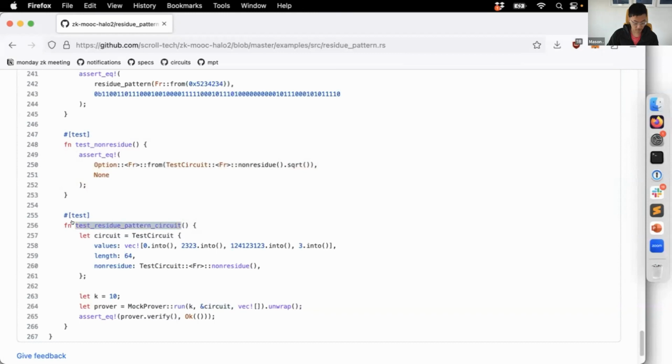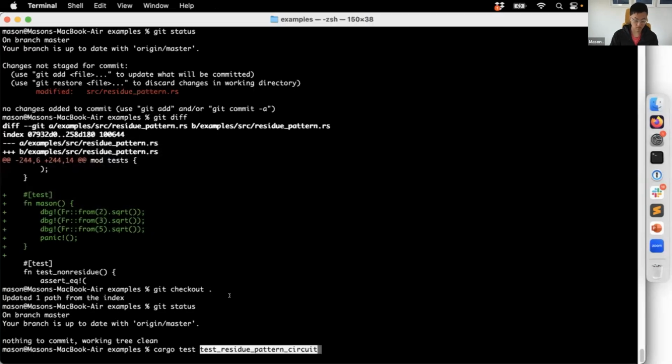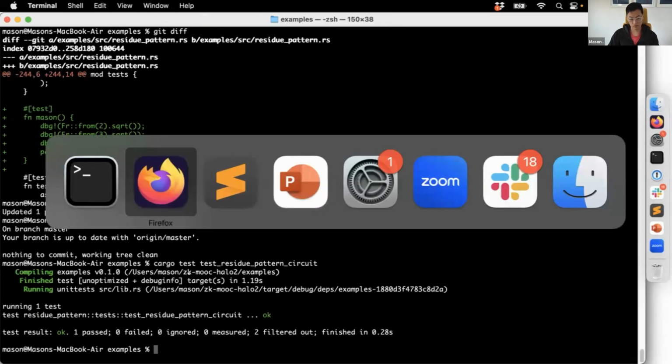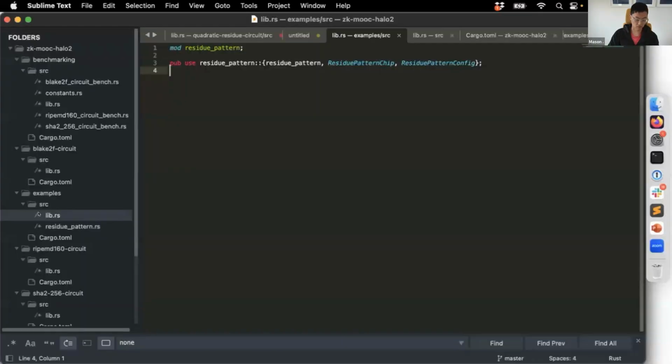we actually run this, we should see that the test will pass. Okay. So this is the case where we are being an honest prover.